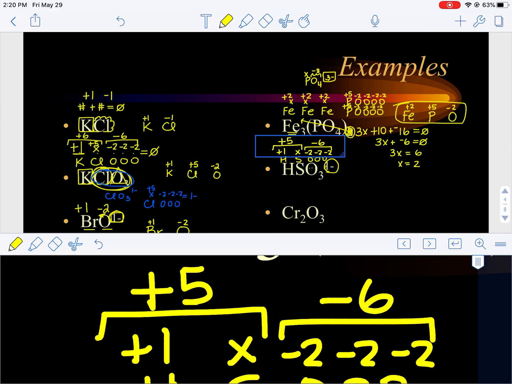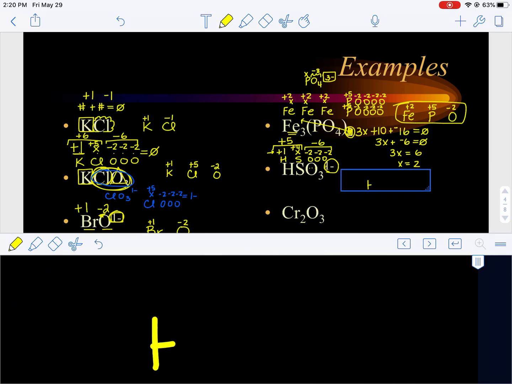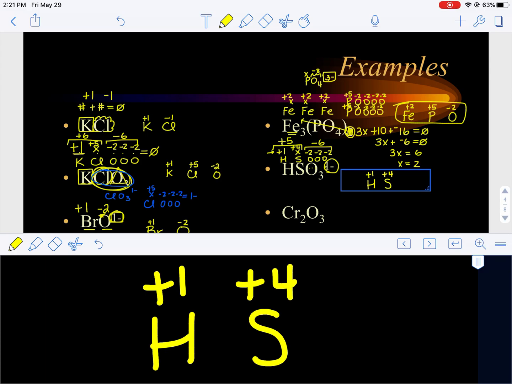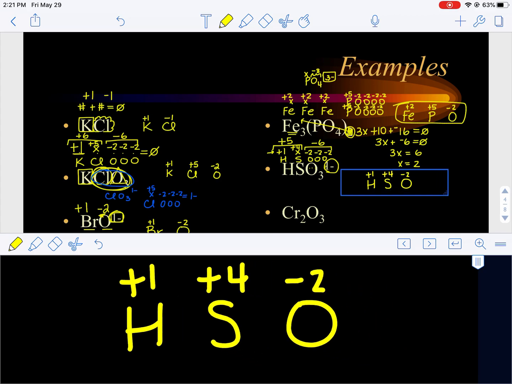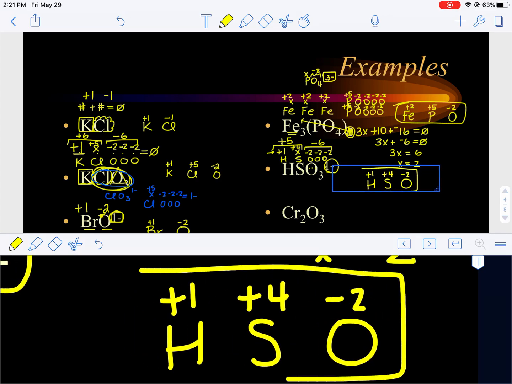Because remember, the contribution of all these atoms together needs to give me a -1 charge. So if hydrogen is taking up 1 of the 5 positive charges, what must the sulfur take up? You got it, +4. Writing our final answers, the oxidation number for hydrogen is +1. The oxidation number for sulfur is +4. And the oxidation number for oxygen is -2. The answers are always what numbers are you writing over each element's symbols.